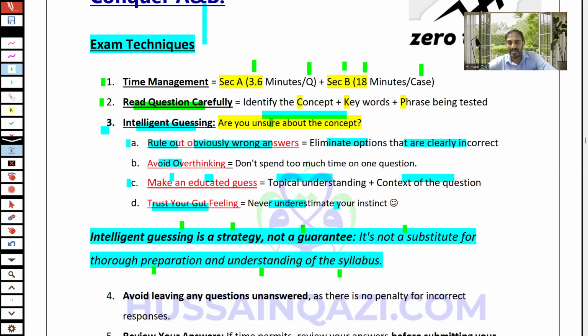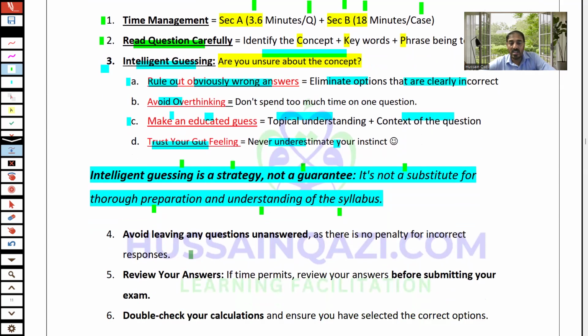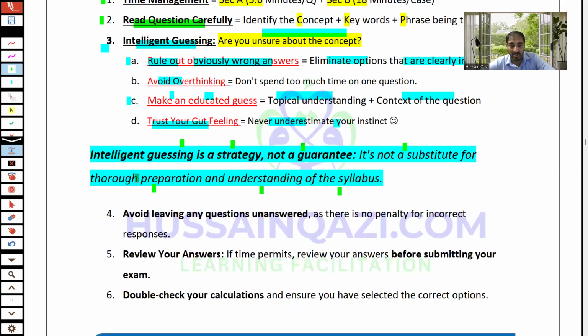Further, number 4 about the section A, B questions. Avoid leaving any question unanswered, because there is no penalty for incorrect responses. Leaving things incomplete is impossible; you have to attempt all questions of section A and B. In fact, 100% of section C as well. But avoid leaving any questions unanswered.